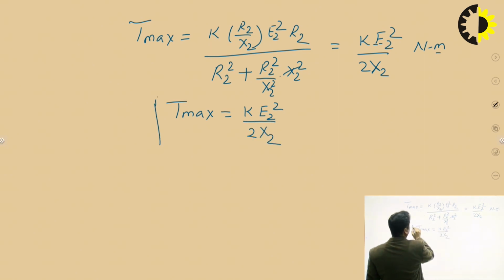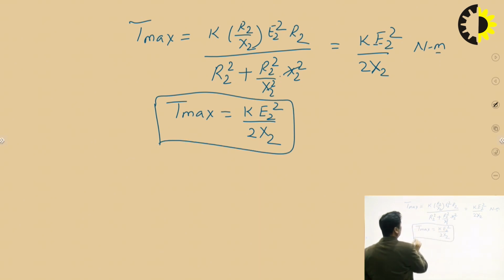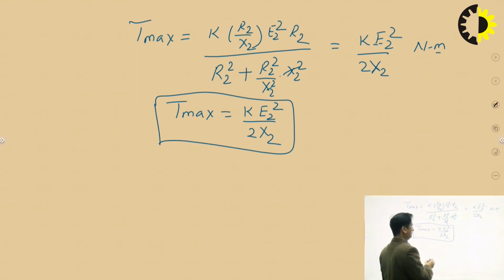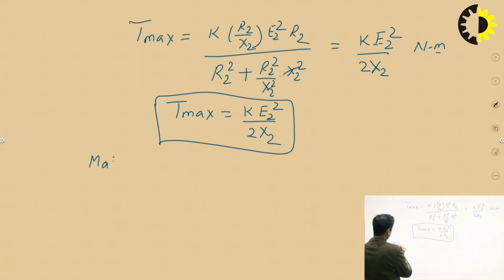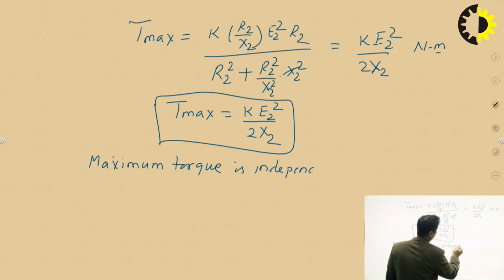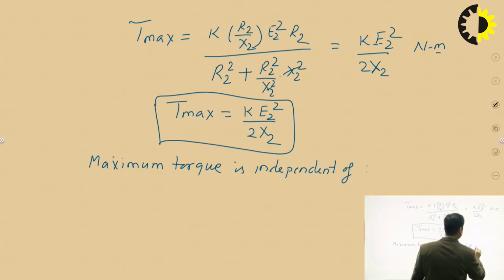So it means that the maximum torque is independent of the rotor resistance. This is an important point: the maximum torque is independent of rotor resistance.